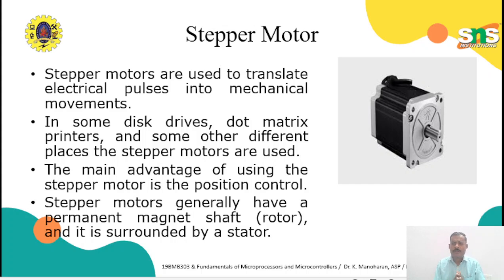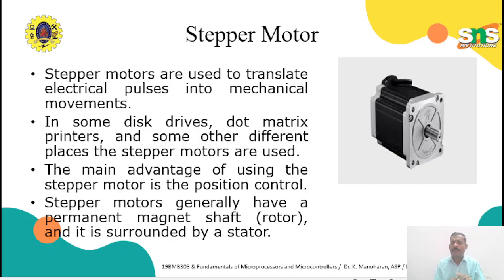In a stepper motor, once we energize it, it moves only one particular step angle. Depending upon the construction, the stepper motor step angle will be decided. So multiples of the step angle movement will be possible in stepper motors. It translates electrical pulses into mechanical movements. This is useful in many applications like printers, robotics and other places. Whenever we require some particular angle movement, the stepper motor will be useful. The main advantage is that particular position control will be possible.